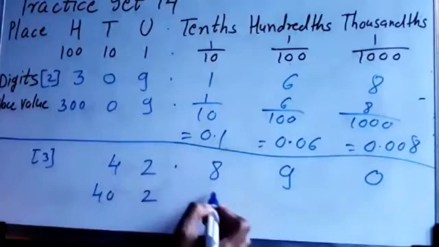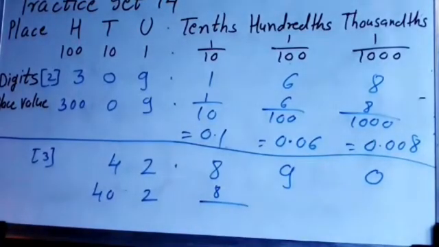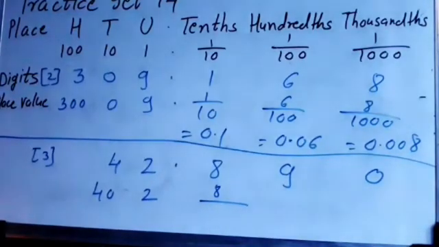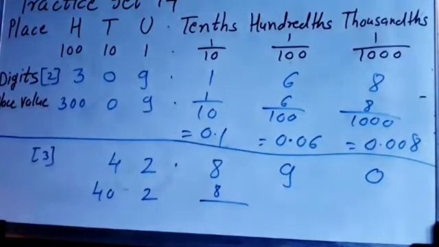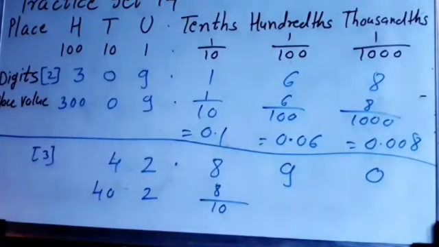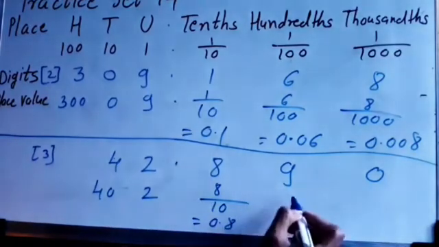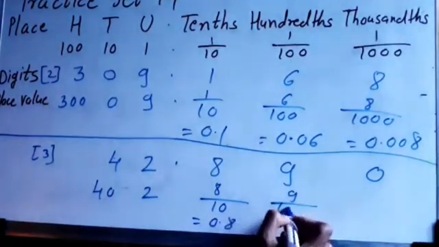Now it comes after the decimal point. So remember students, whenever we start writing the place value after the decimal point, it will come in the form of numerator and denominator. For the first digit, the denominator will be 10. 8 upon 10 means 0.8. Then next, 9 upon 100.